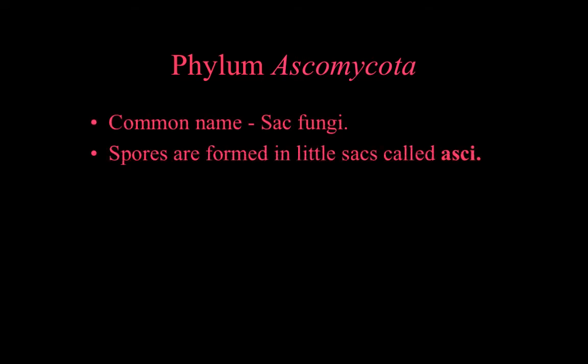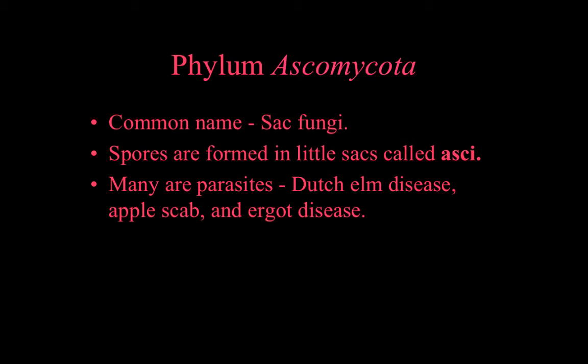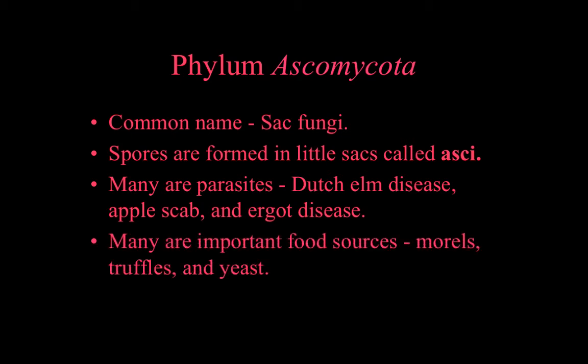Next group is the phylum Ascomycota. Common name here is the sac fungi. They form their spores in sacs called asci. Many of these are parasites, including Dutch elm disease and apple scab. But on the flip side of that, many of these are important food sources for people, including morels, truffles, and yeast.